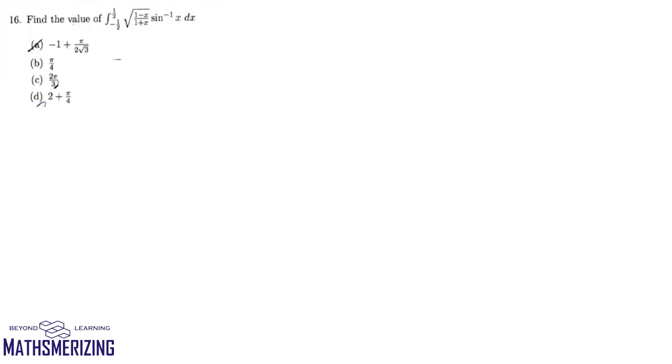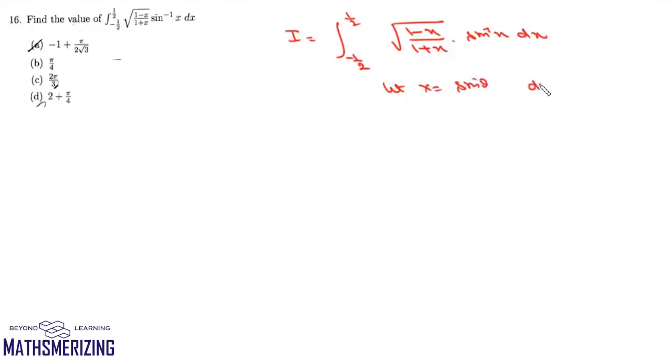Now question number 16 is, we are given this integral from minus 1 by 2 to plus 1 by 2, under root of (1 minus x upon 1 plus x) and then sine inverse x dx. What we'll do is, we let x as sine theta. So we let x as sine theta, then dx will be cos theta d theta. We can write this integral as under root of (1 minus sine theta upon 1 plus sine theta) into cos theta d theta.